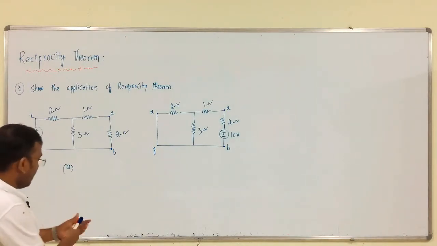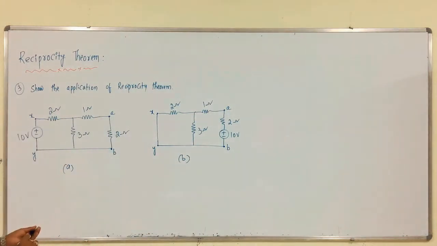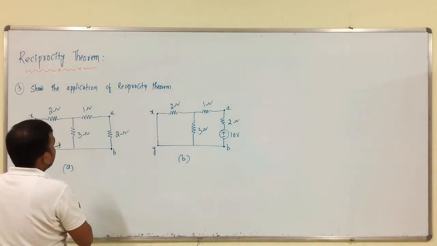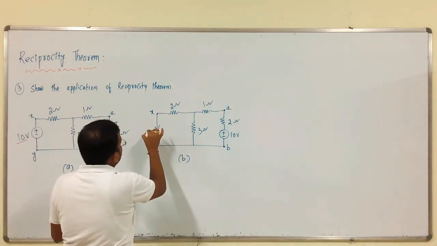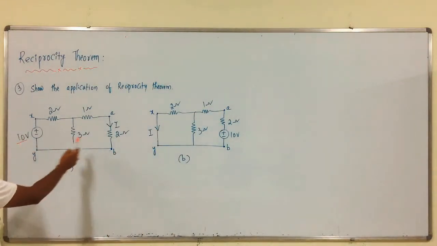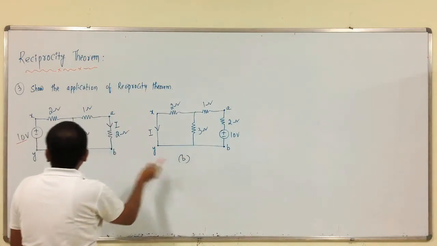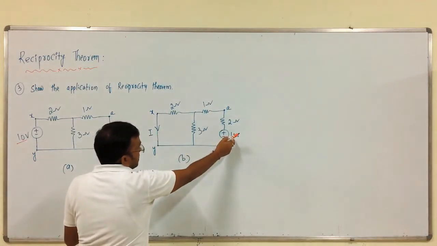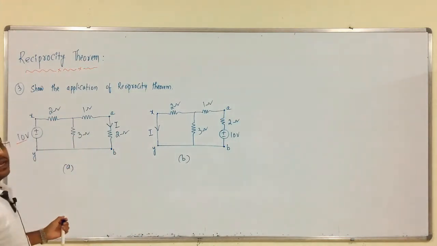So, this is the circuit A, this is the circuit B. See, here the excitation is 10 volts. You have to calculate the current through this branch, right? Like that, this is the same circuit, but the excitation and responses are interchanged. Here the excitation is 10 volts, we have to calculate the current. Means what? We have to verify this reciprocity theorem.